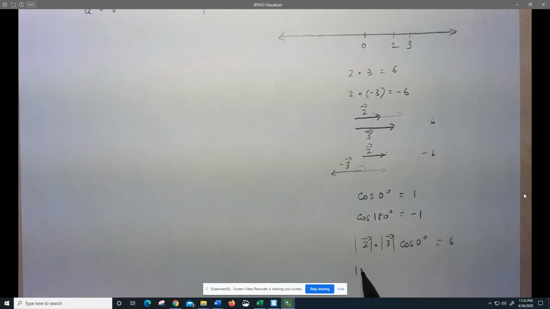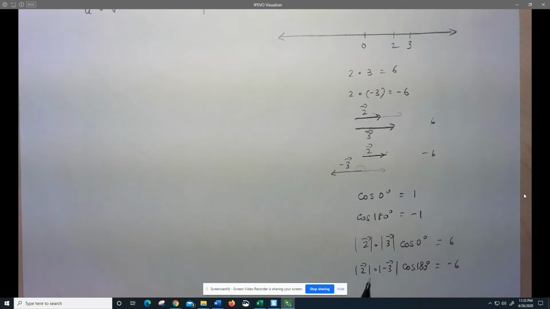Whereas if I do the same with vector 2 and vector negative 3, well, what is the magnitude of vector negative 3? It's just 3. So in order to get the negative, I multiply it by cosine of 180, which is negative 1, and I get my negative 6.